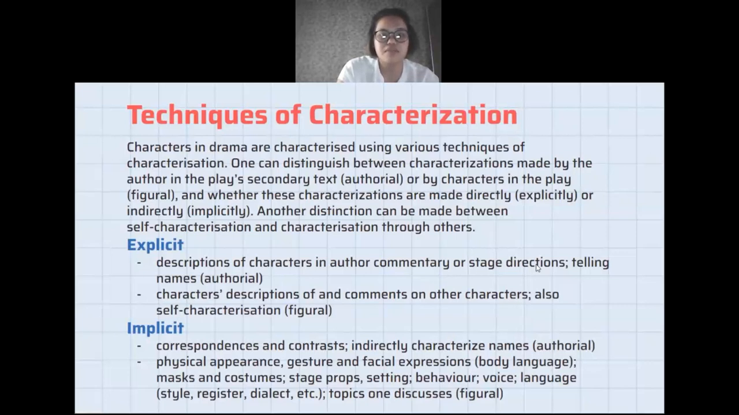Another distinction can be made between self-characterization and characterization through others. Explicit: description of characters in author commentary or stage direction, telling names, authorial. Characters' descriptions of and comments on the other characters, also self-characterization, figural. Implicit: correspondences and contrasts, indirect characterization. Character name, authorial; physical appearance, gesture, and facial expression, body language, mask, costumes, stage props, setting, behavior, voice, language, style, register, dialect, topics, and discourse, figural.